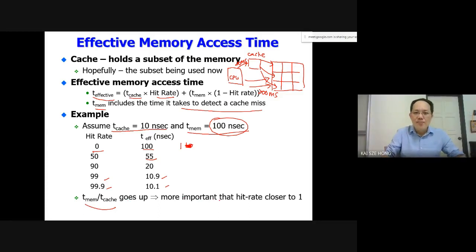Then more important, that hit rate closer to one. Let's say if this one becomes memory, 1,000 nanoseconds. So you have, let's say, two different. So better you access all the data from the cache. So this is the idea behind the cache. As the Chinese idiom says, if you have a very far relative, it's better that you have a close neighbor, right? Hopefully that is true. So this is what is meant by this.